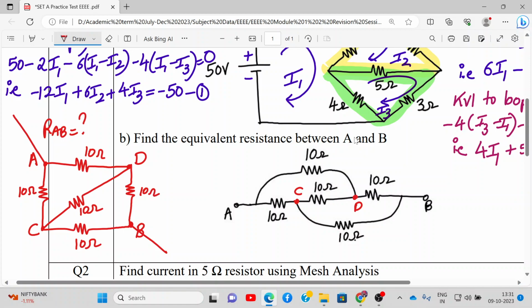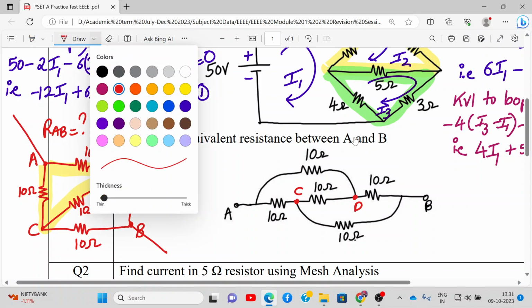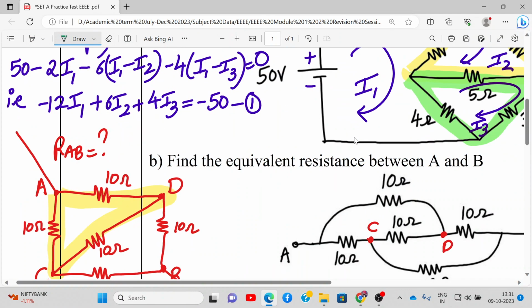If you see carefully, this is my delta network. Let me mark my delta network. This is my delta network. I would like to convert it into star. So in the internal diagram, I'll make a star over here like this. All right. Let me mark this resistance as R1, R2, and R3. So I'll convert delta to star.